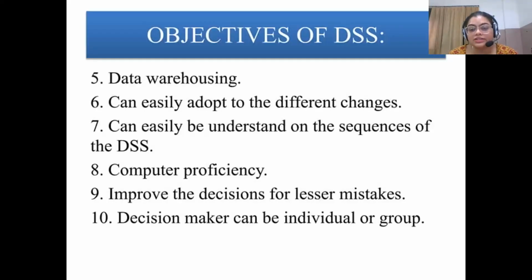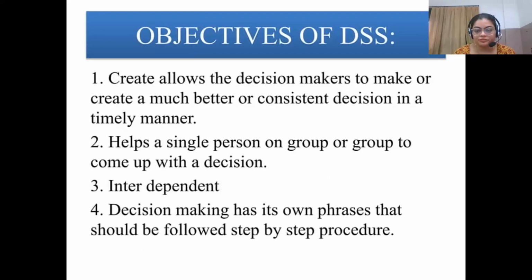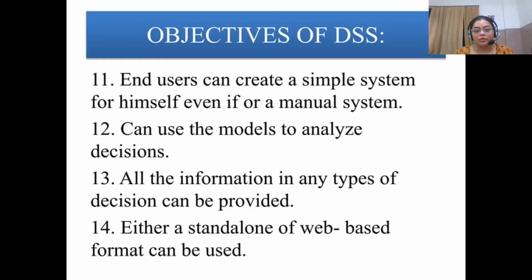It can easily be understood in the sequence of the DSS. It is a computer proficiency. It improves decisions with fewer mistakes, and it can be for an individual or a group. There are other objectives also, and users can create simple systems for themselves, even manual systems. You can use models to analyze decisions. Also, all the information in any type of decision can be improved. Either a standalone or web-based format can be used.